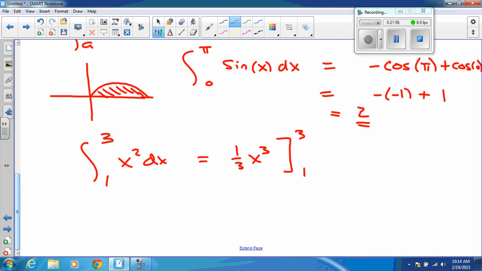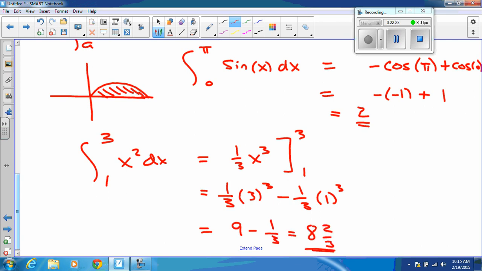And I'm going to introduce a notation here. I'm going to evaluate that from 1 to 3. What this notation means is that I am plugging in 3, I am plugging in 1, and I am subtracting. This is pronounced "evaluated from 1 to 3." And this gives me 27 over 3 is 9, minus 1/3, which is 8 2/3, or 8.6667. With just a little practice, you can do it in your head.